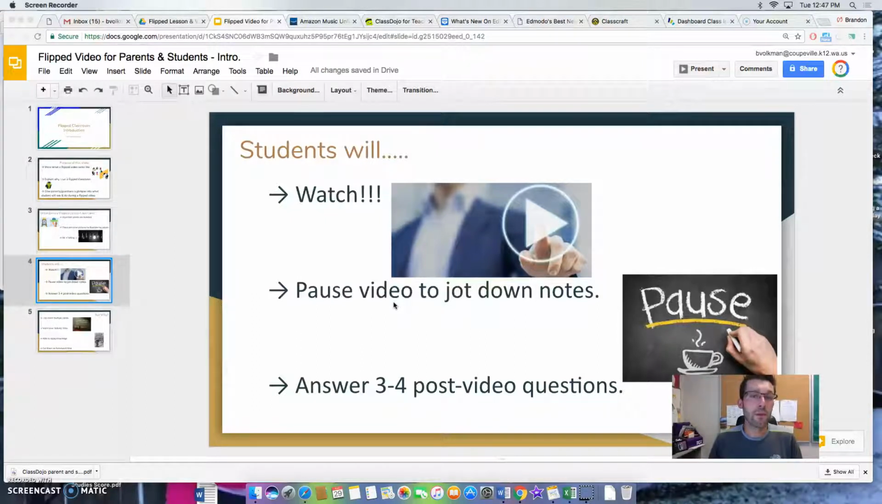Also, there will be times where I'm going to ask the student a question, such as, what do you think about how Andrew Jackson dealt with the Native Americans? At that moment, I want the student to pause the video. I want them to think about that, and even jot some notes down in their notebook. Finally, students are going to answer 3 to 4 post-video questions. These questions are extremely important for me because they allow me to see if a student understood the video or not. Also, a flipped video lets a student re-watch my short little mini lecture to help them answer these questions.